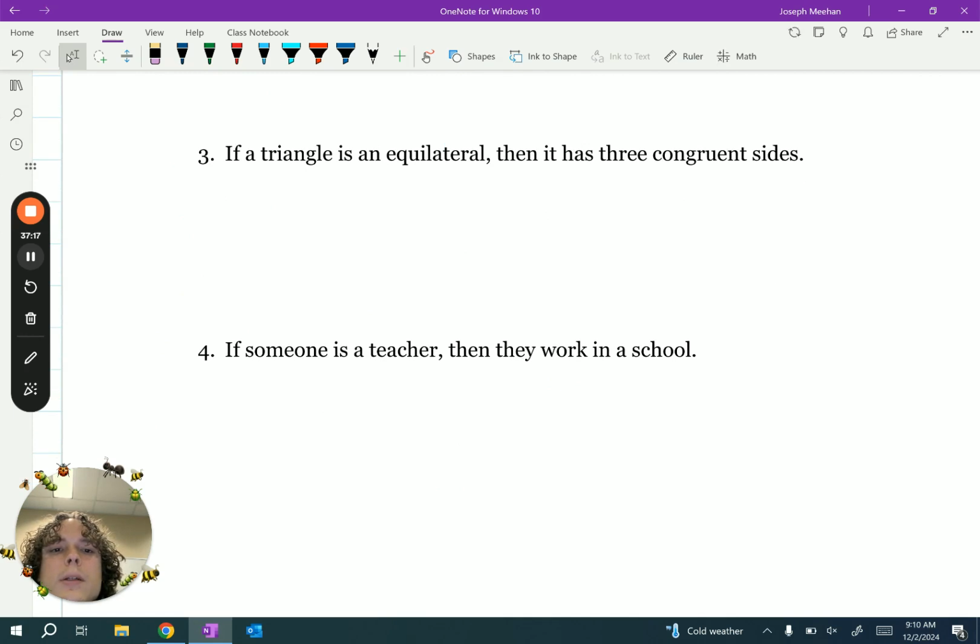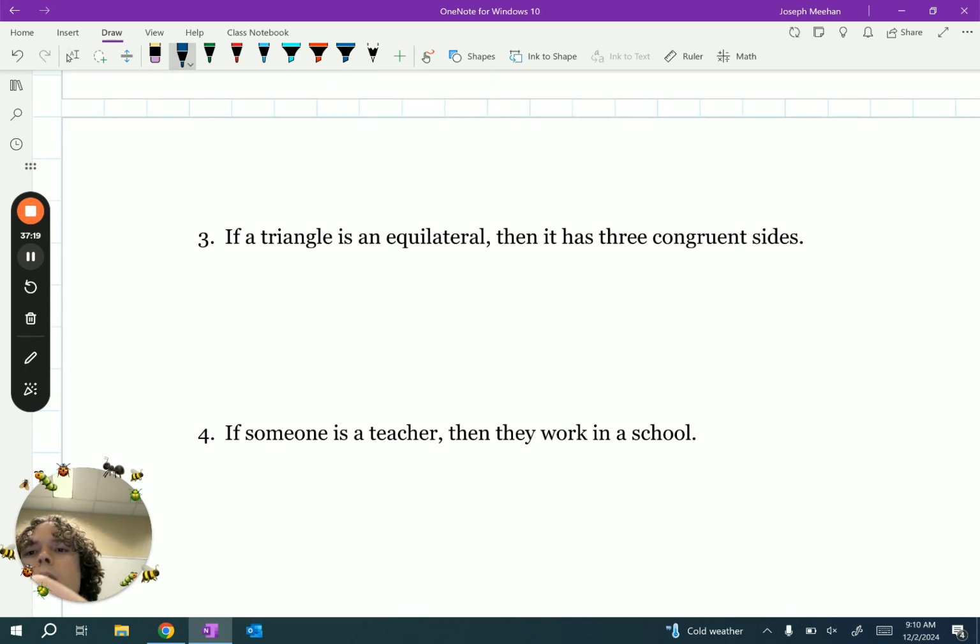Number 3 says if a triangle is an equilateral, then it has 3 congruent sides. If P then Q, that's the conditional. I think that's true, right? If a triangle is an equilateral, then it has 3 congruent sides. It's like the definition. So I would say that's true. If Q then P, this would say if a triangle has 3 congruent sides, then it is an equilateral. I would say that's true, sure. So then it is a biconditional.